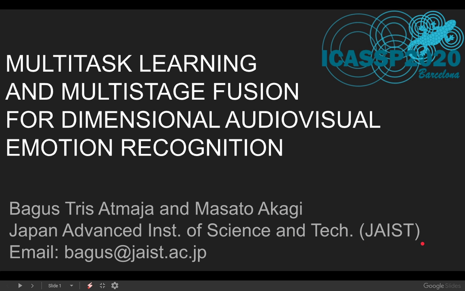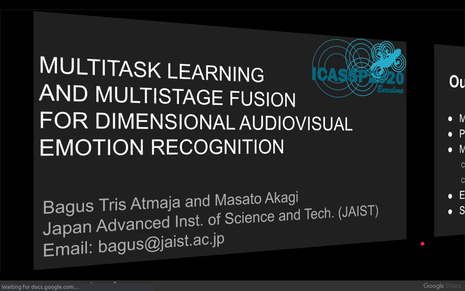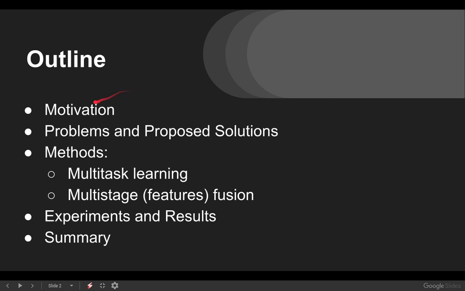Let's start with the outline of my presentation. First, I will show you the motivation of my work, then what the problems are and what my proposed solution is. The third is methods, including two: multitask learning and multistage feature fusion. And then I will show you experiment results. And finally, I will summarize my presentation with some conclusions. So let's move to the motivation.